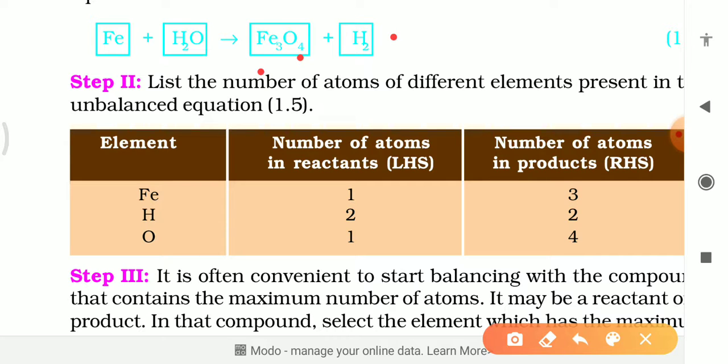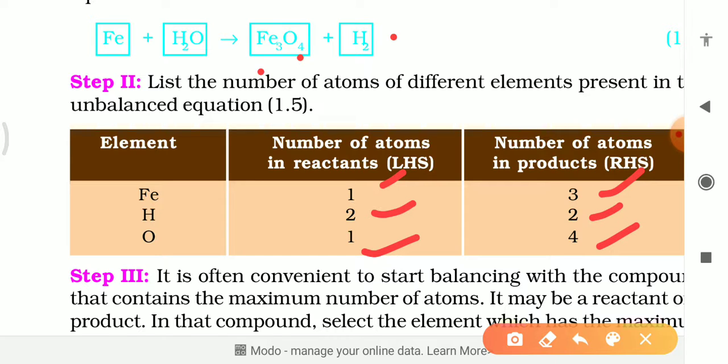Now on the left hand side, iron 1, the number of atoms is 1; hydrogen H2, so hydrogen is 2; oxygen is 1 here. On the right hand side, Fe3, iron has 3 atoms; oxygen, see here, O4, oxygen 4; and hydrogen is 2. Now you will check it.